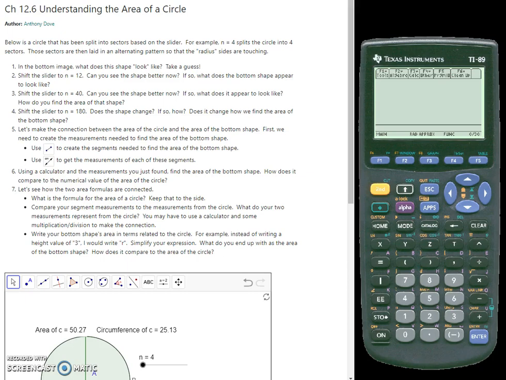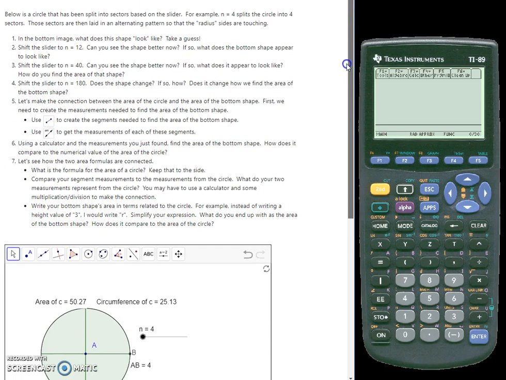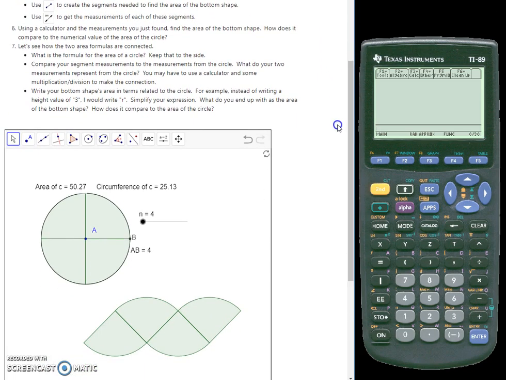Alright, so here we have the idea we're trying to understand the area of a circle and how that formula is created. So in this app, you see you've got this top circle where I have the area, circumference, and the radius already determined. And then I've got where I've taken these sectors and actually overlaid them together to make a pattern, and we're going to see what does that start to look like.